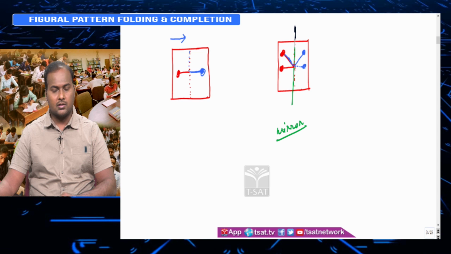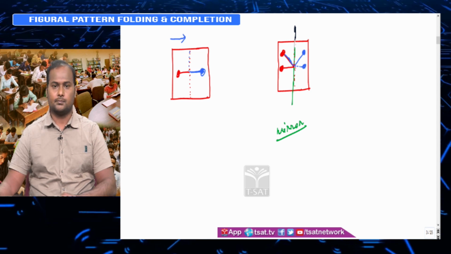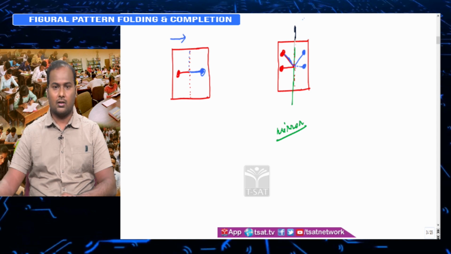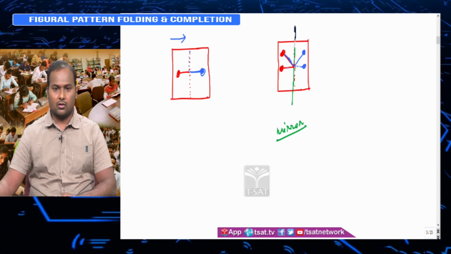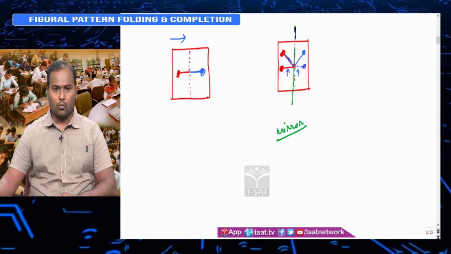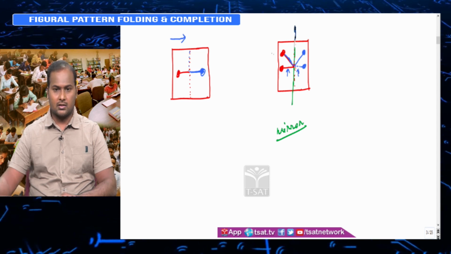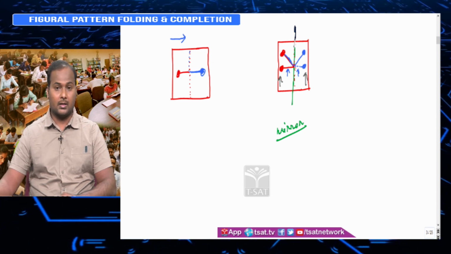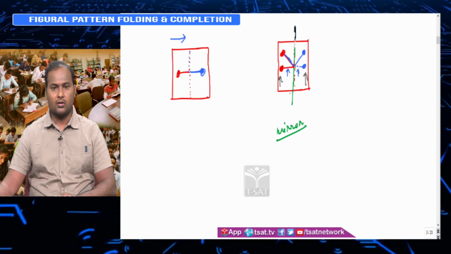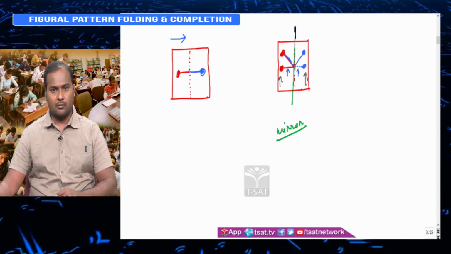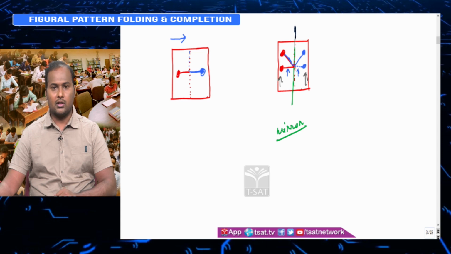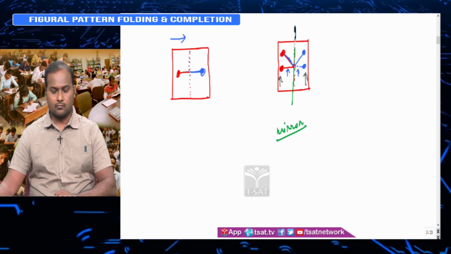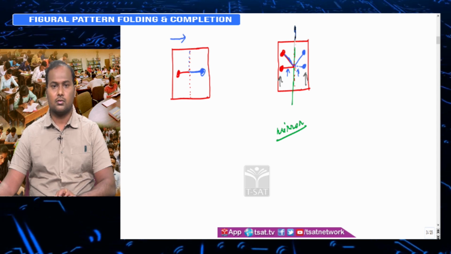This mirror image is also a kind of paper folding. Whatever dotted line is given, whatever is near to the dotted line, keep it near. Whatever is away from the dotted line, such as these knobs, keep it away from the dotted line, because this dotted line is the mirror. So simply remember, in case of mirror images or paper folding, whatever is near to the dotted line, keep it near, and whatever is away from the dotted line, keep it away. Based on this, we'll try to solve some questions.